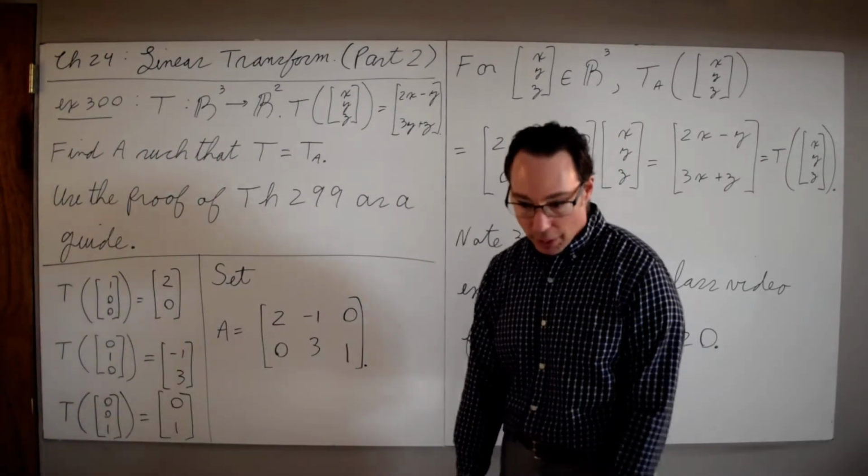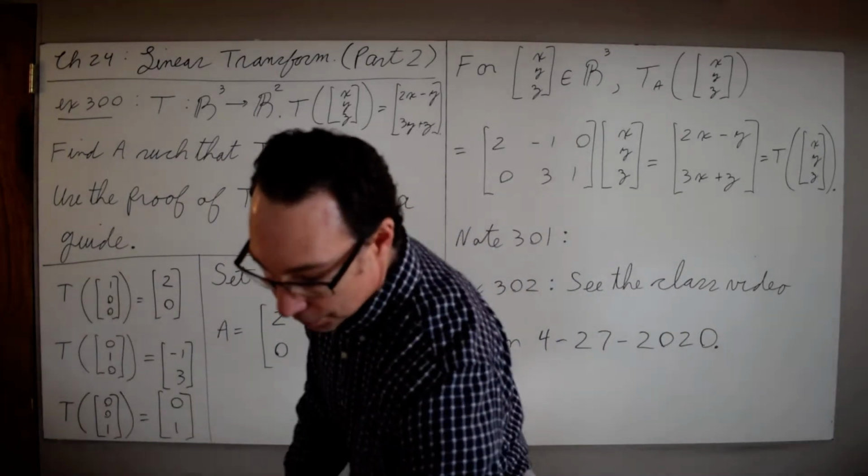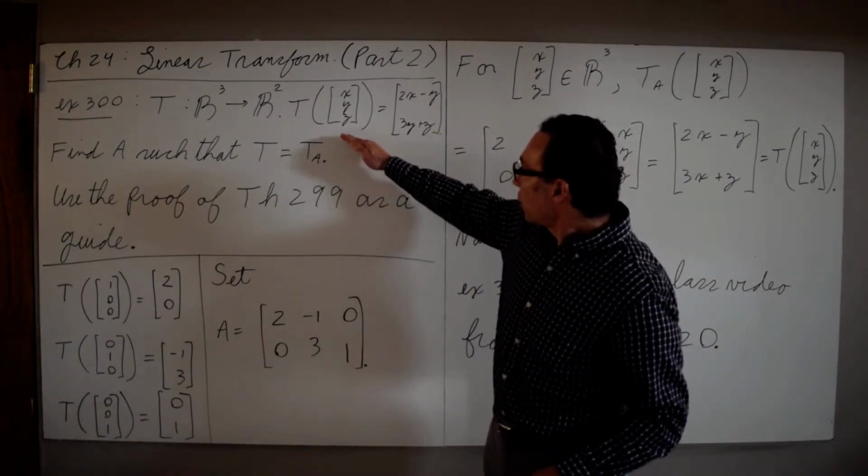This is the second video on Chapter 24, Linear Transformations. We're going to look at example 300.